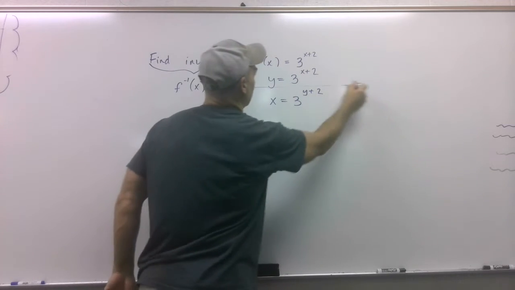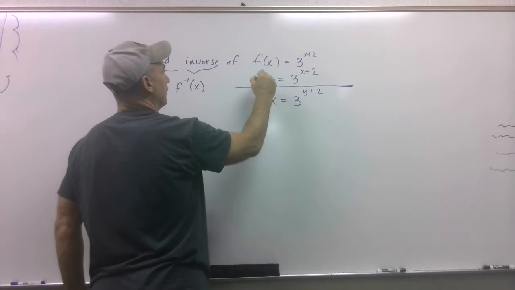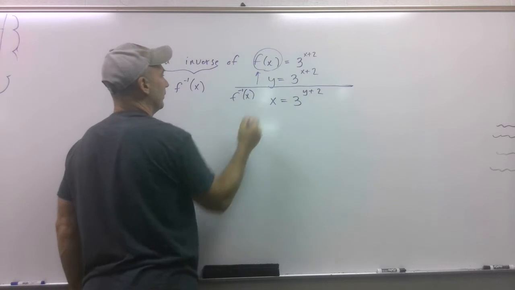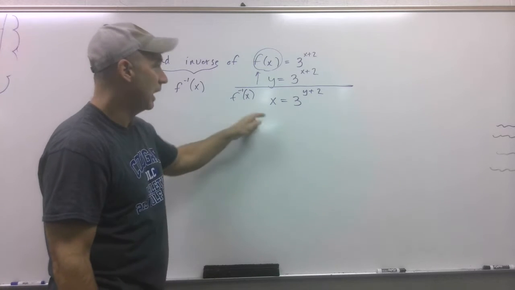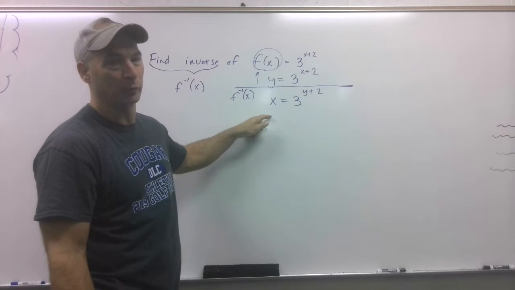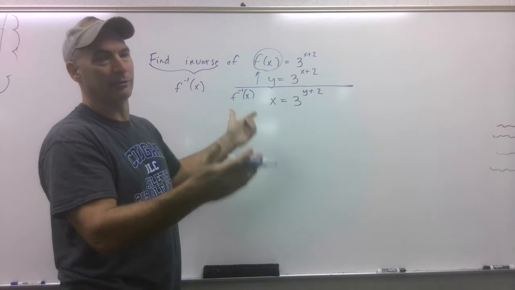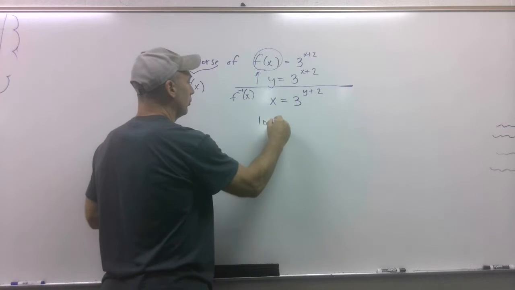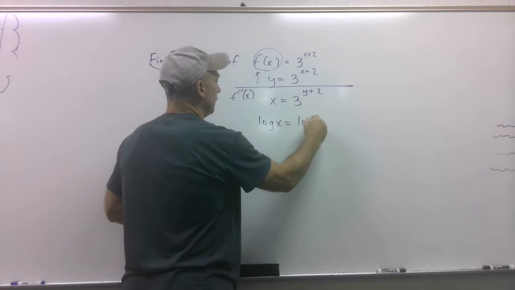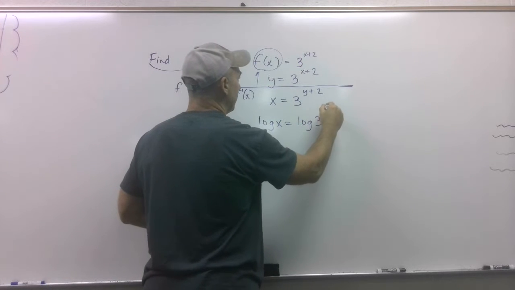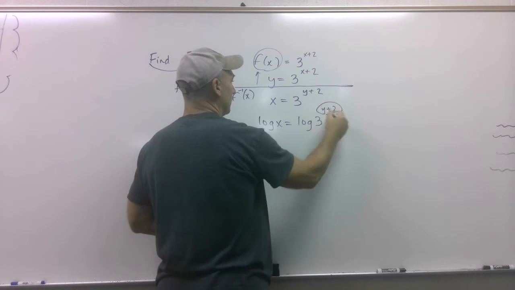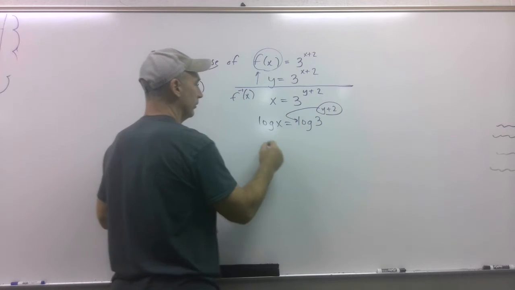So this is where we really make a break. Everything up here is f of x. Everything below is the inverse function. But we're not done until we solve for y. Notice where y is? Up in the exponent is where our logs come into play. So log of x equals log of 3, and that's all raised to the y plus 2 power. That allows me to bring it into the front.